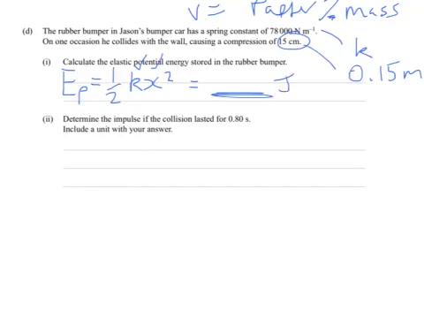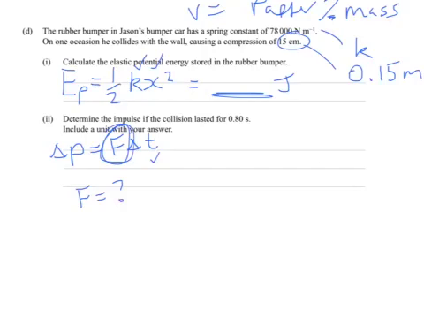Okay. Part 2 anyway, determine the impulse. If the collision lasted for 0.80 seconds, include a unit with your answer. Okay, so we clearly have the time of the collision, 0.80 seconds, so that's fine. So it seems that our quest is to find what this force will be. We've got the impulse, the change of momentum, and the impulse force. But we need that force. We have a few issues though.